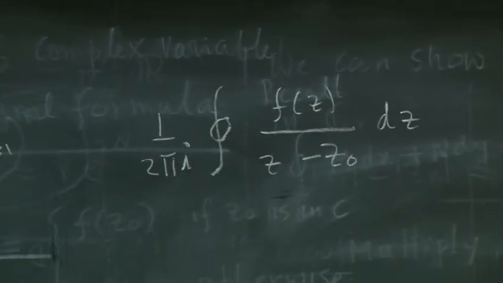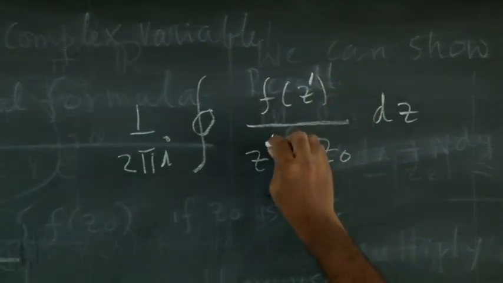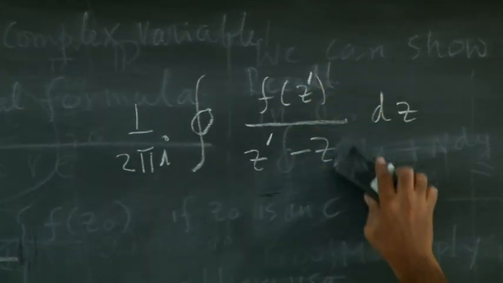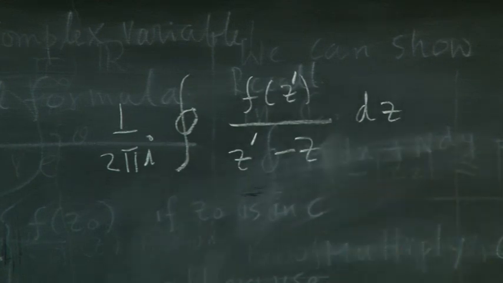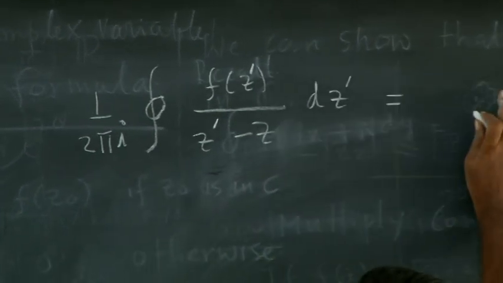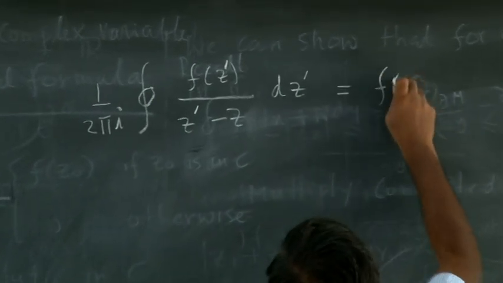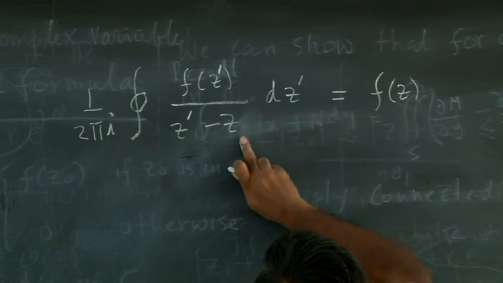Okay, so maybe I will write it in this fashion. I will put this as z prime, this as z, and I will call this as z. So dz prime. So what should I write here? This should be f of z, right? Wherever z naught is there, I put z.